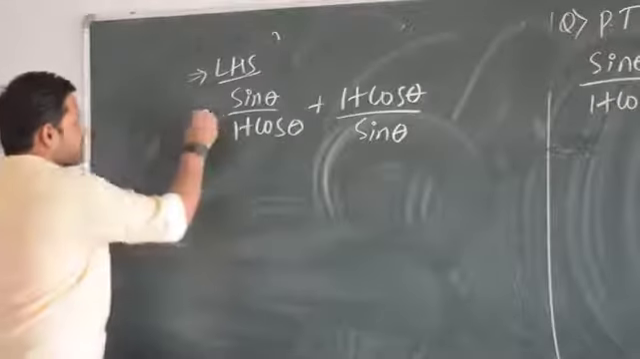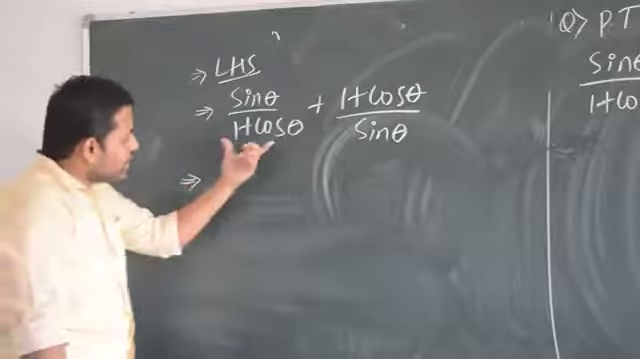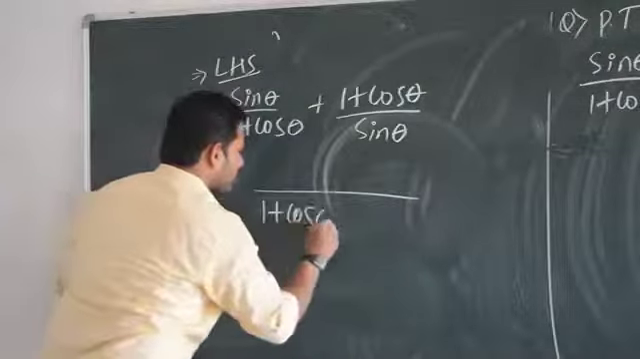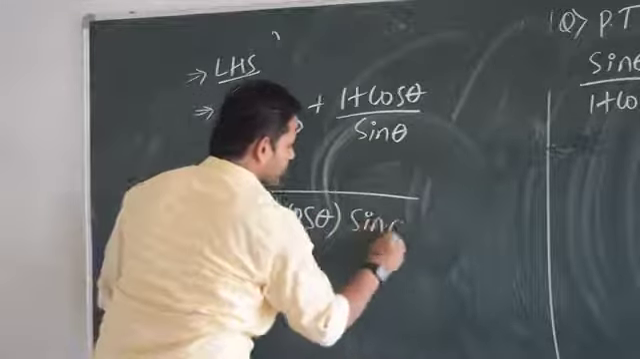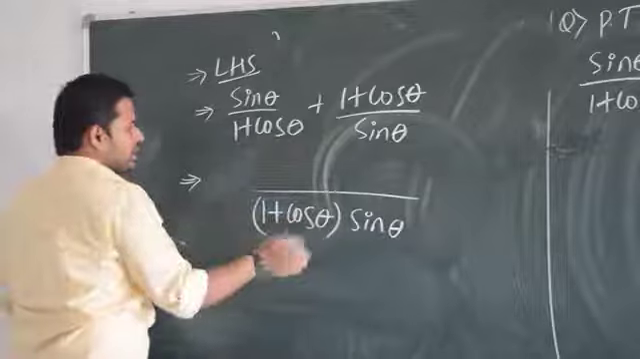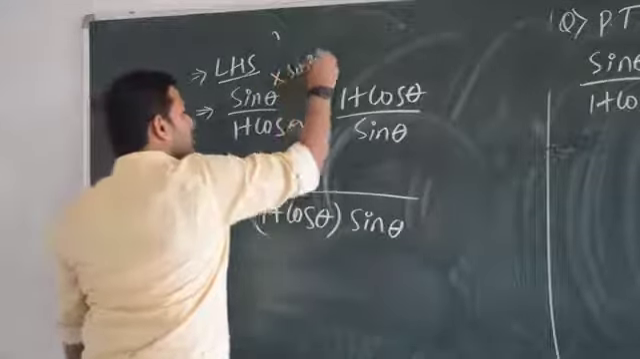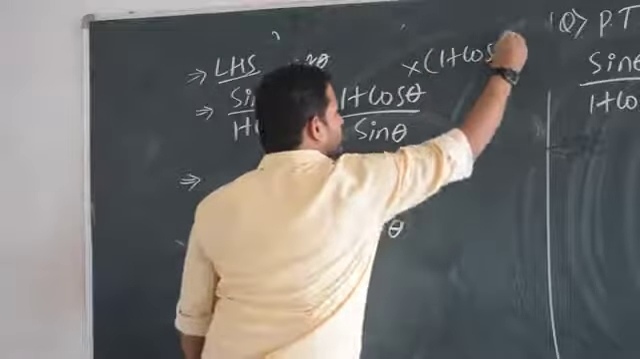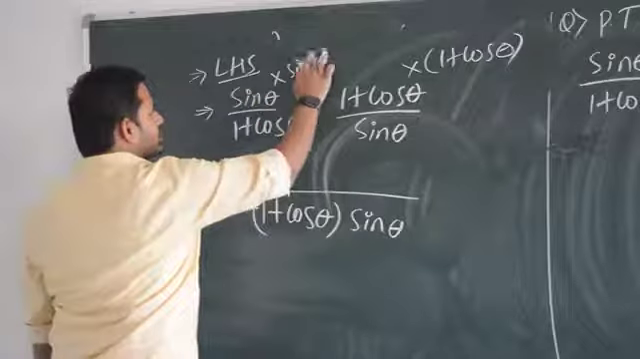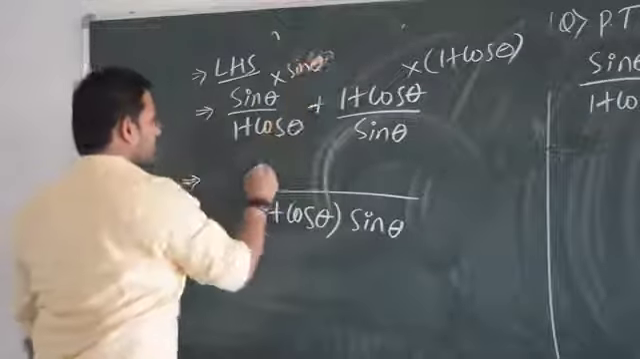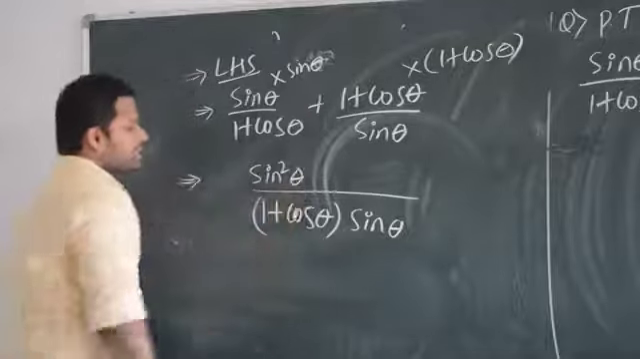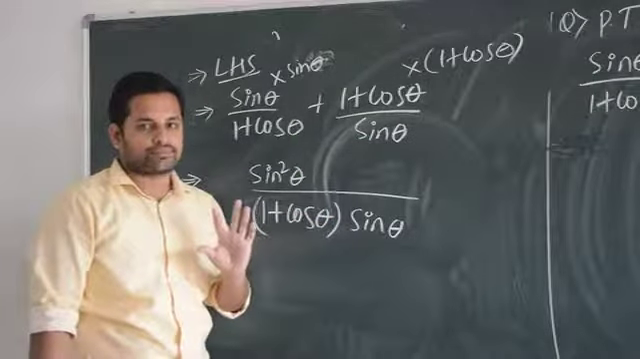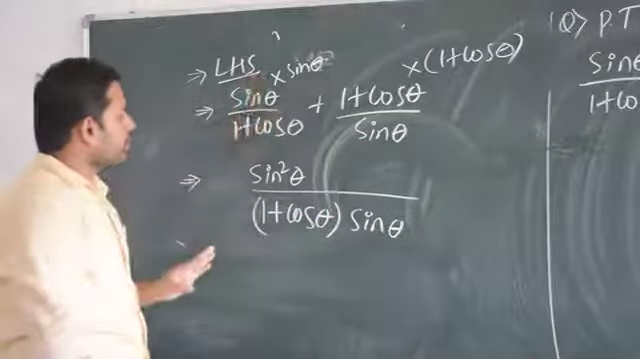See here, there is no other option for us other than taking LCM. This is 1 plus cos theta and this is sin theta. So LCM becomes 1 plus cos theta into sin theta. Fine? Alright. Now here is 1 plus cos theta, so I have to multiply with sin theta here. And this has to be multiplied with what? 1 plus cos theta. So sin theta into sin theta becomes sin square theta. Are you understanding? 1 plus cos theta and sin theta, LCM becomes 1 plus cos theta into sin theta. So I have multiplied as per the rule of division and multiplication.